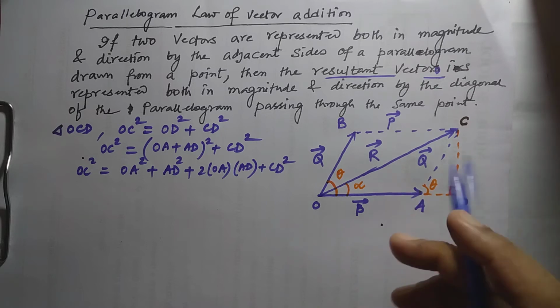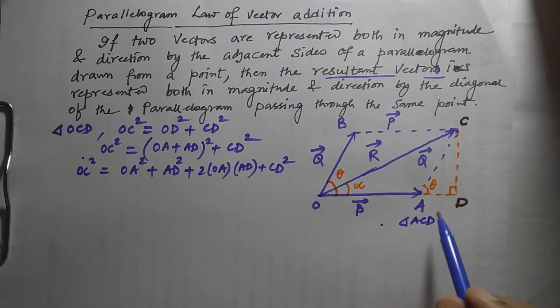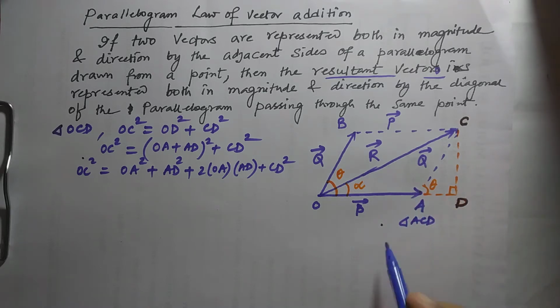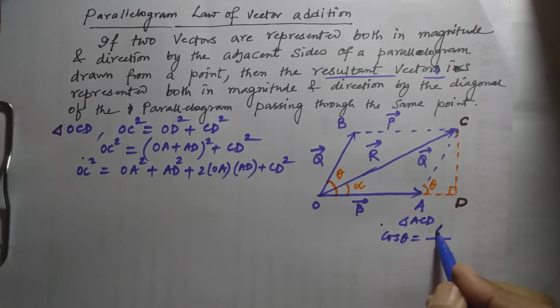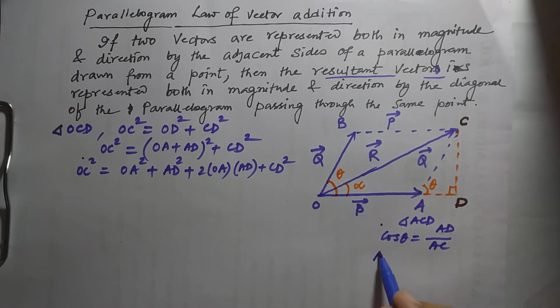Now from the triangle ACD, we can find out sin theta and cos theta. I already explained this. So CD is equal to what? And AD is equal to what? If I do cos theta is equal to base by hypotenuse, means AD by AC. So AD will be AC cos theta. AC means what? Q vector. So Q vector mod, that is magnitude, and then cos theta.